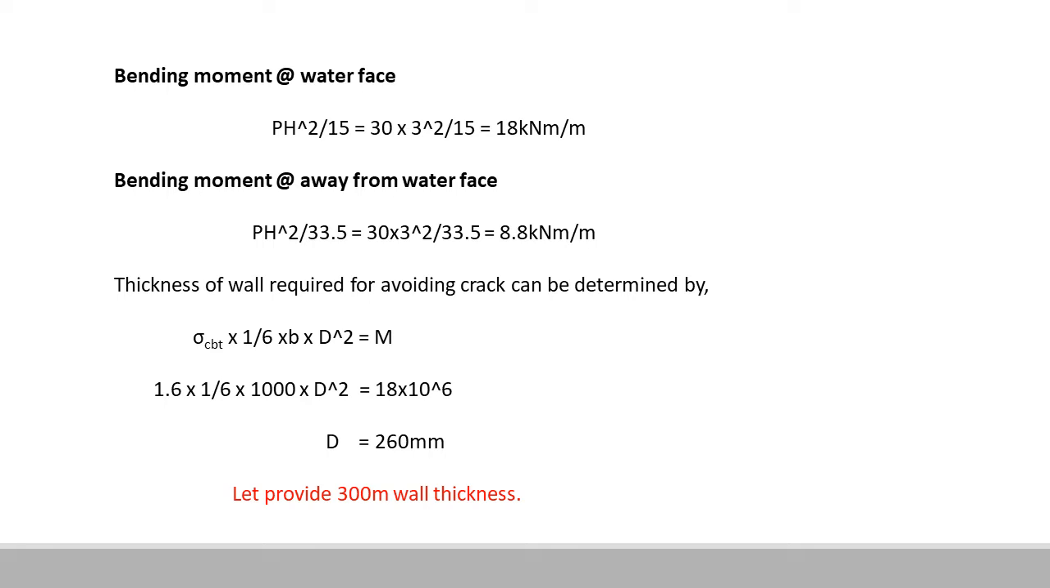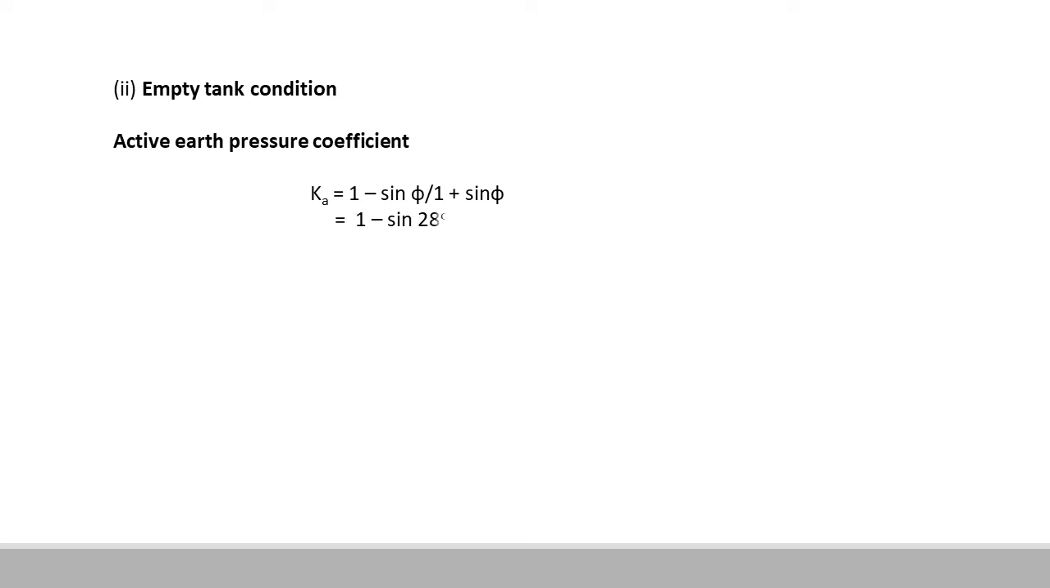Then the thickness of wall required to avoid cracking can be determined by the bending moment formula M is equal to sigma CBT into 1 by 6 into B D square. Sigma CBT is a known value. B we can assume as 1000 mm or 1 meter. D is the thickness of the tank wall. So we find the thickness of wall D is equal to 260 mm. So let's provide 300 mm wall thickness. For the empty tank condition, we have already found the testing condition is successful.